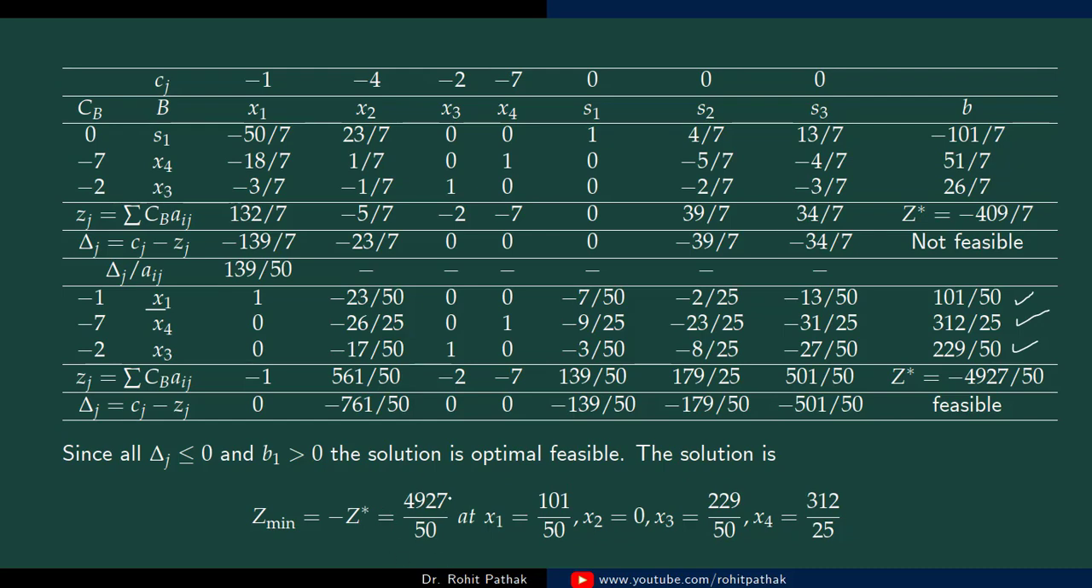So this is how we find the solution by the dual simplex method. So in short, the dual simplex method starts with an optimal infeasible solution and gives an optimal feasible solution, right? So this is the procedure. So you can verify all these entries by calculating yourself.